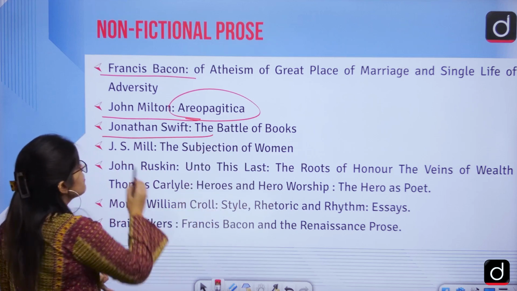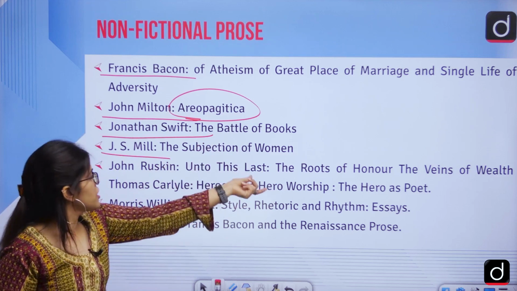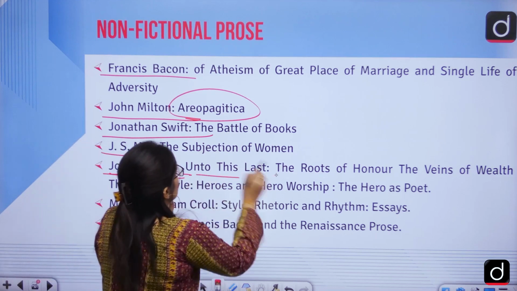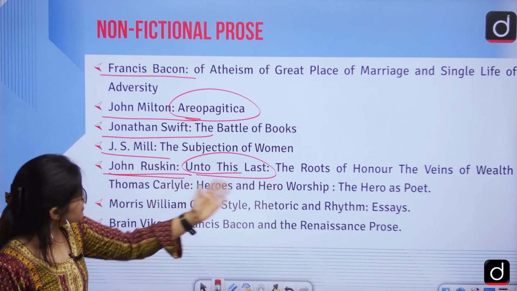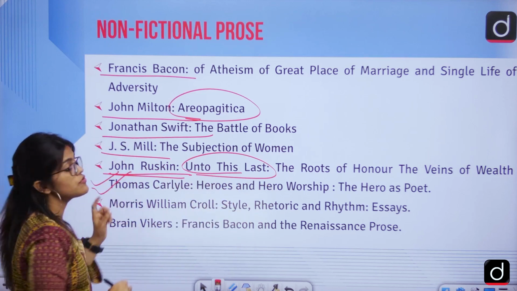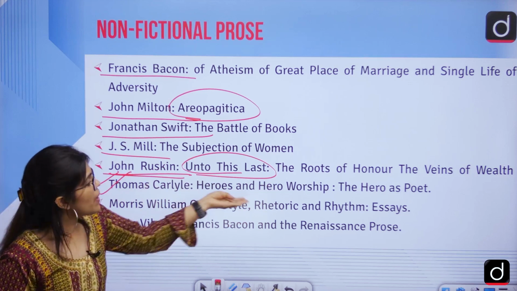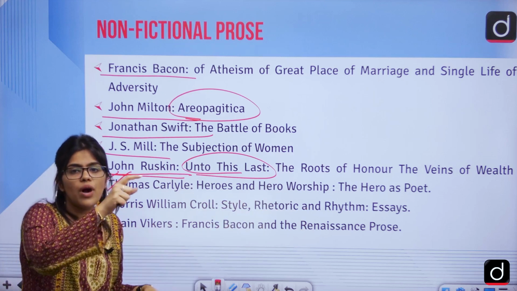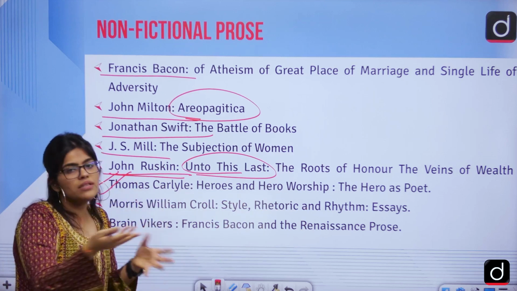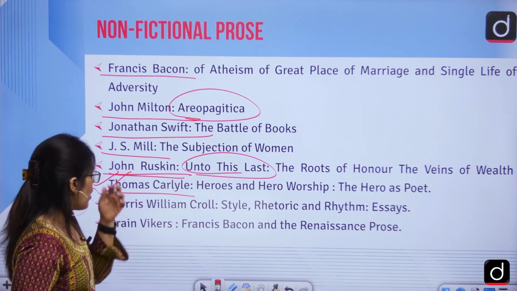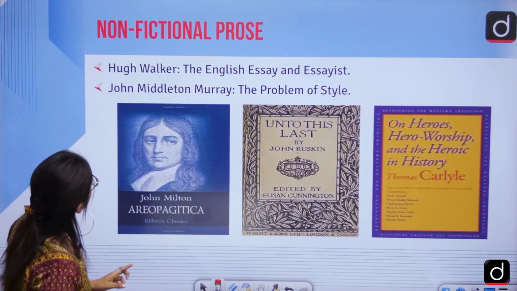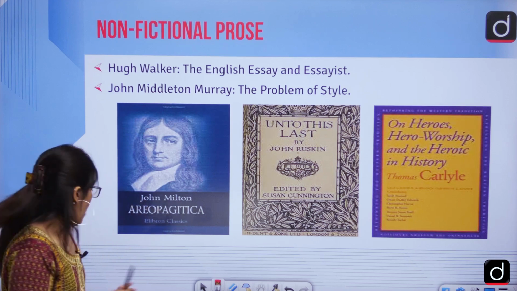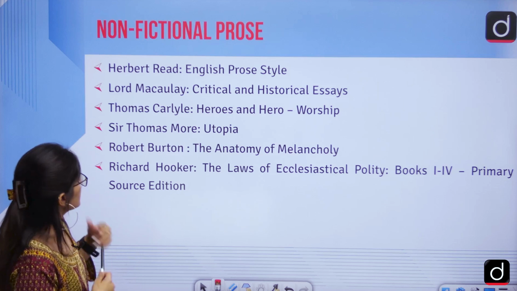So we have Swift, we have J.S. Mill, and he has written The Subjection of Women. Very, very important. We have John Ruskin. He has written Unto This Last. Then there are other works also. This time they asked questions from Thomas Carlyle. They ask about Heroes and Hero-Worship, and there are some other essays also. So you have to pick which all are the works written by Thomas Carlyle. Then there are some other works also, as it is written in front of you, right? Okay, this is a slide as well.